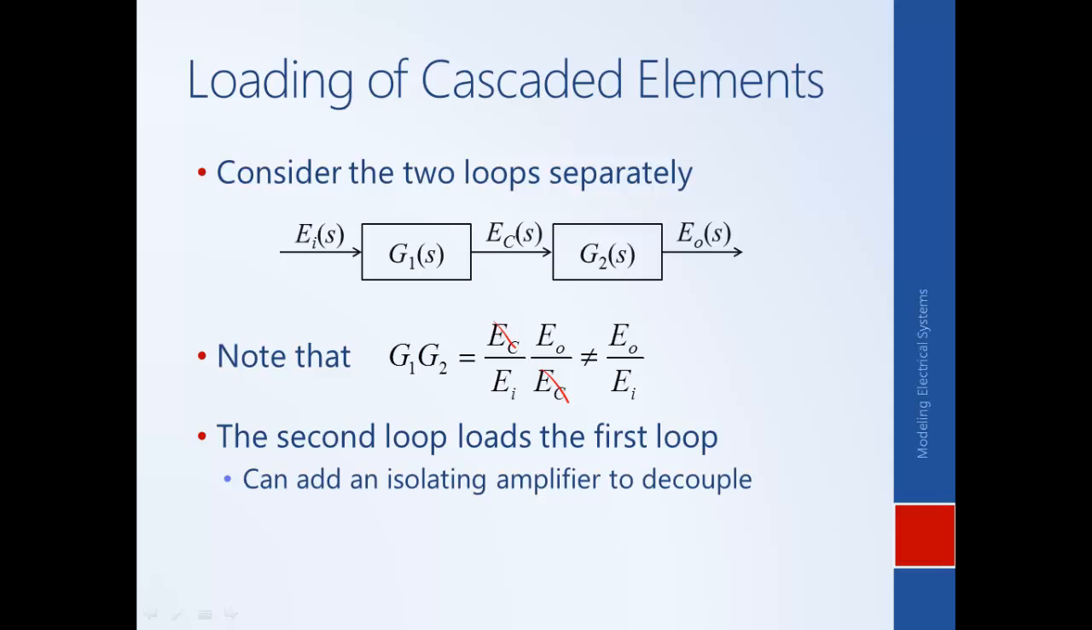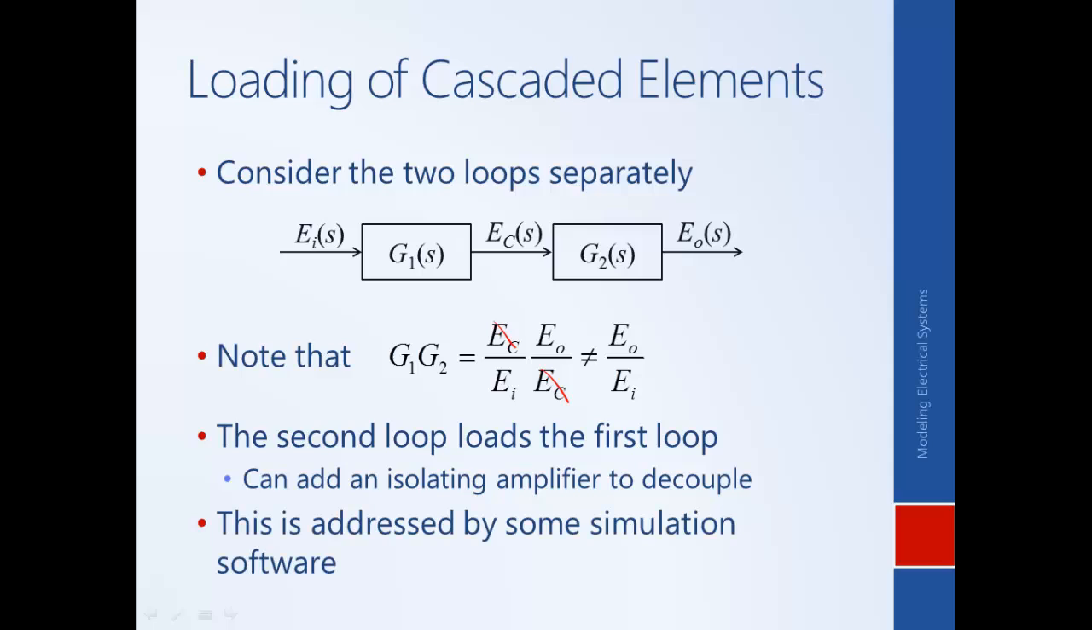One option is to add an isolating amplifier between the two circuits to decouple them so that indeed they are independent, and we can just multiply the transfer functions in series. If we don't have that situation, then we need to consider both circuits or both loops simultaneously.